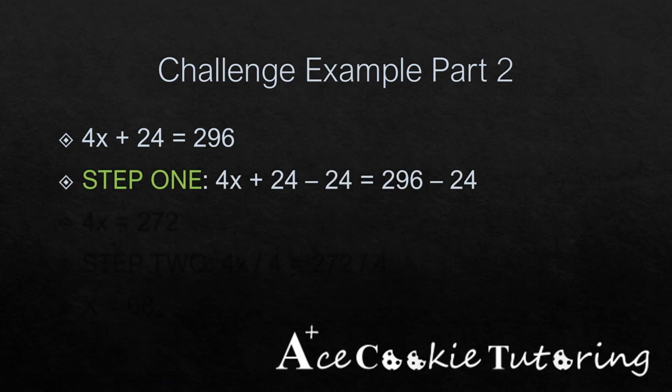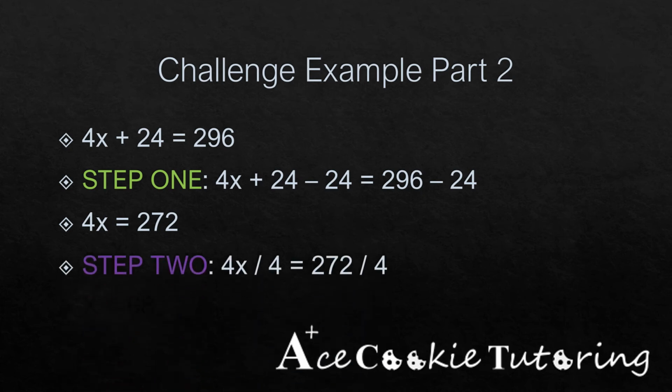So we're going to do our step 1, which is to subtract 24 from both sides, which leaves us with 4x equals 272. And again, just like we've been doing, the x is not by itself, so we have to do another step to separate the x and the 4. And I'm going to do division because the x is attached to the 4 by multiplication. So I'm going to divide both sides by 4, and I end up with x equals 68.